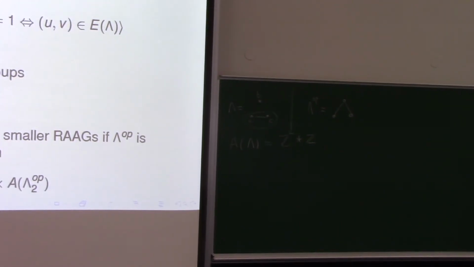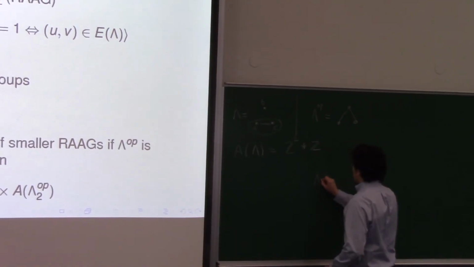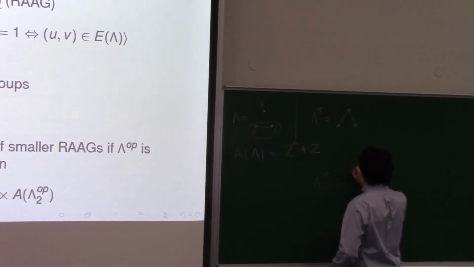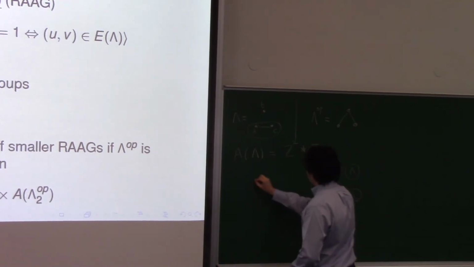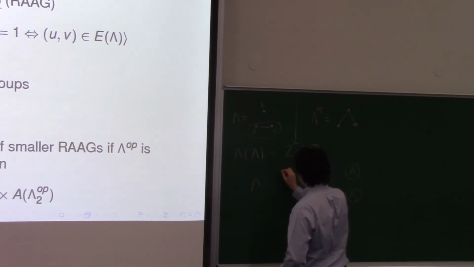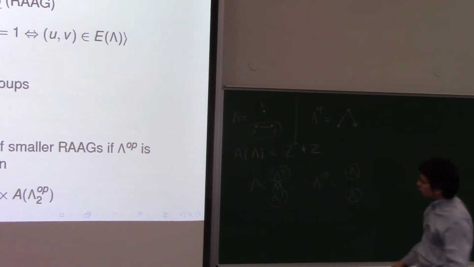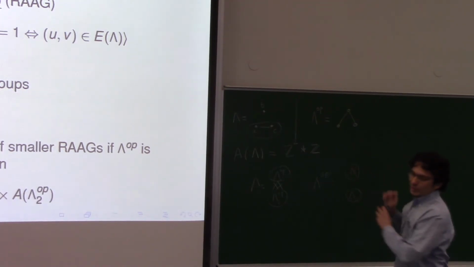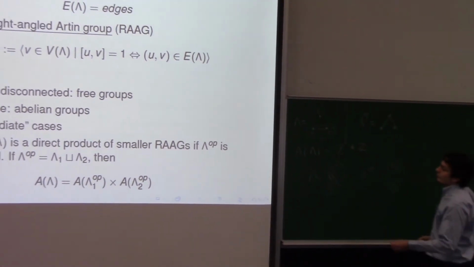I mean, this is very well known. Basically, look: Lambda opposite has two subgraphs, Lambda 1 and Lambda 2. Then, of course, this means that in Lambda you would have a join of Lambda 1 opposite and Lambda 2 opposite, with all possible edges between them. And so this would be a free product, sorry, this would be a direct product. So, of course, we want to exclude this case.